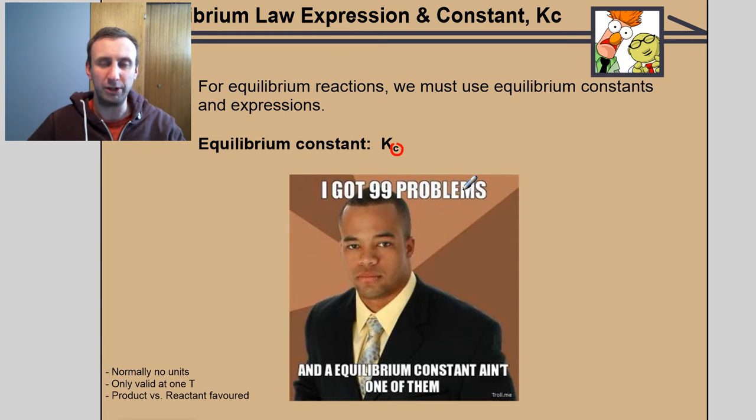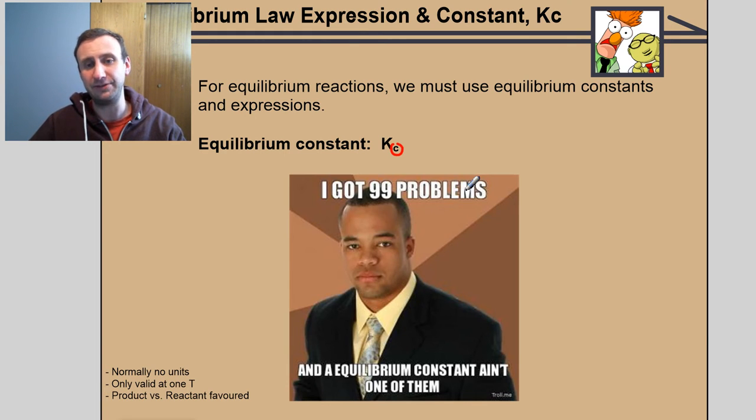Now, when we deal with an equilibrium constant, we don't have any units. It's a unitless value, and it's only valid at one temperature. As soon as we change the temperature of the system, we actually have to change the Kc value. So the equilibrium constant is only valid if the temperature remains the same.